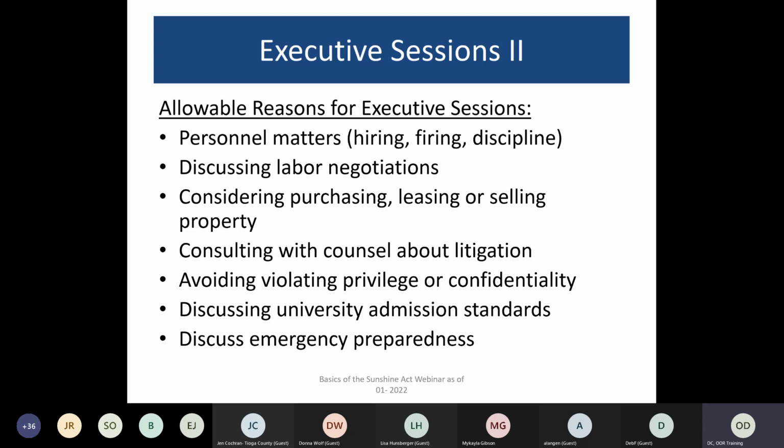Discussing university admission standards. I wasn't around in 1950 when the law was written, but it's in there. Discussing emergency preparedness. Okay, this relates to Homeland Security. What is the evacuation plan for the county 911 center if we get a bomb threat? Some stuff like that, okay? You can discuss that in executive session. All right.